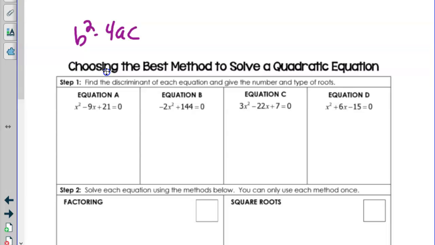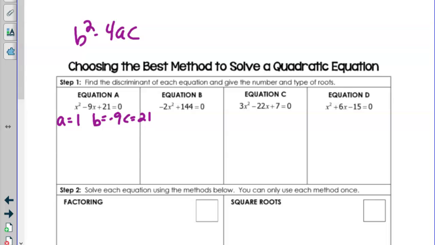So if we use b squared minus 4ac for all these, it'll tell us if they're real solutions, if they're rational, and all of that. Imaginary. So let's do the discriminant for equation A. What is my A value? 1, good. What's my B value? Good. And my C? Good. Let's plug it into the discriminant.